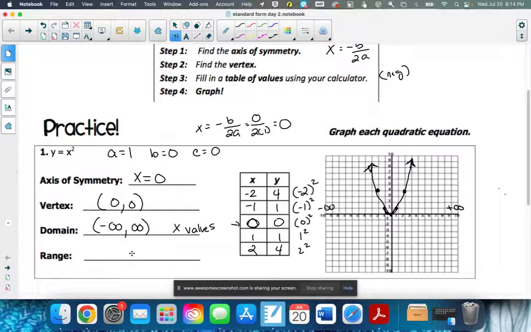Now, the range, this is where it gets different from linear. With linear, it was pointing up and down, okay? These quadratics are either going to point up or down, okay? So you can't have both sides as far as all the positive infinity and all the negative infinity. It doesn't work because you're going to stop somewhere. So in this case, our y values stop at 0. That's the lowest it goes, and it's at the vertex. So my range goes from 0, and since it's going up, it's going to positive infinity.